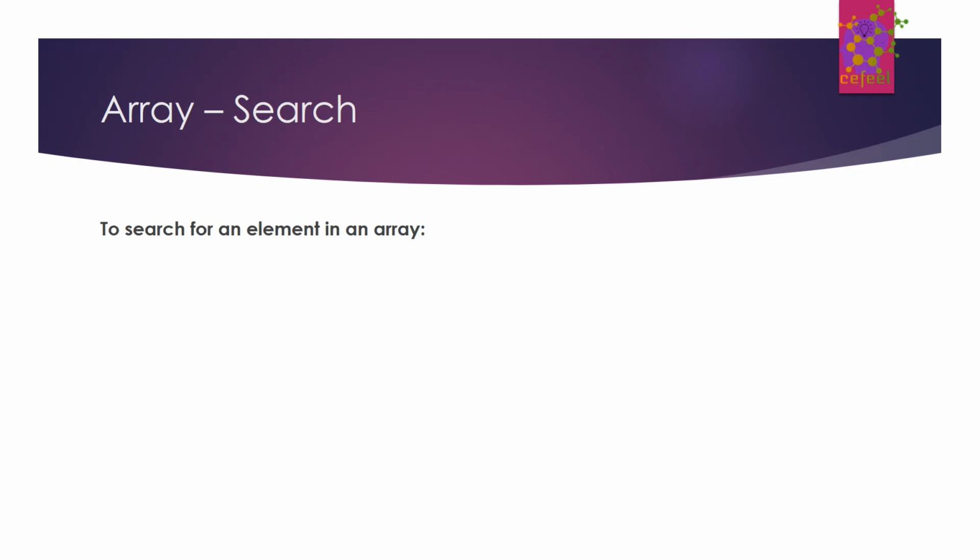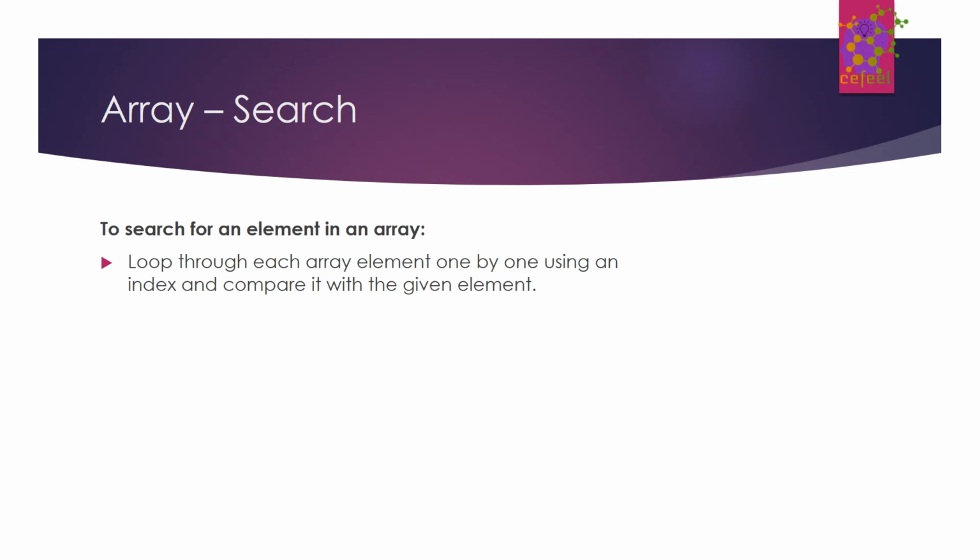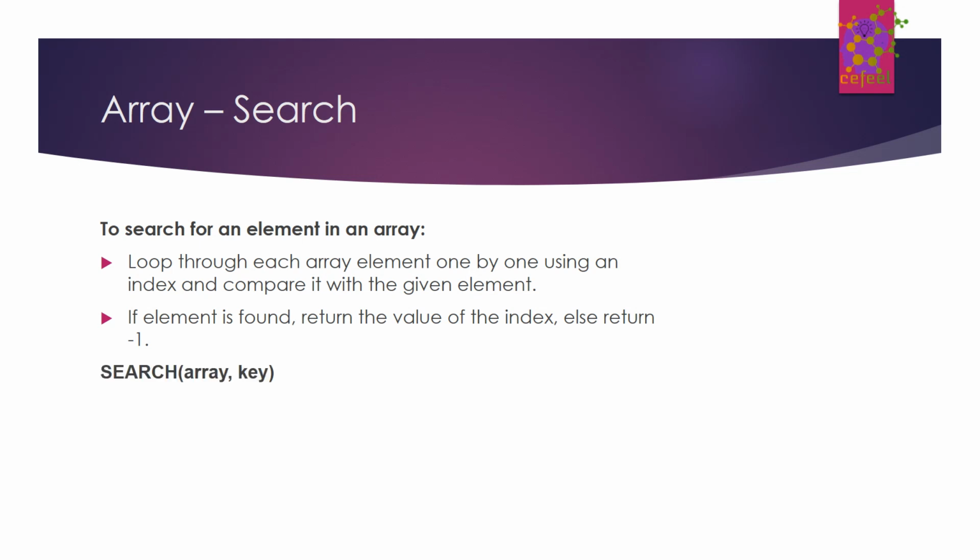So to search for an element in the array, what we do is we start from the first element in the array, which means we loop through each array element one by one using an index and compare it with the given element. So in search we are usually given an element, so we start from the first element, we loop through the array, and then we compare and see if the value is the same as the given element. If yes, then we return the value of the index, which means we say that the element was found at so and so position in the array. If not, we return a value -1 or some invalid value indicating the element was not found in the array.